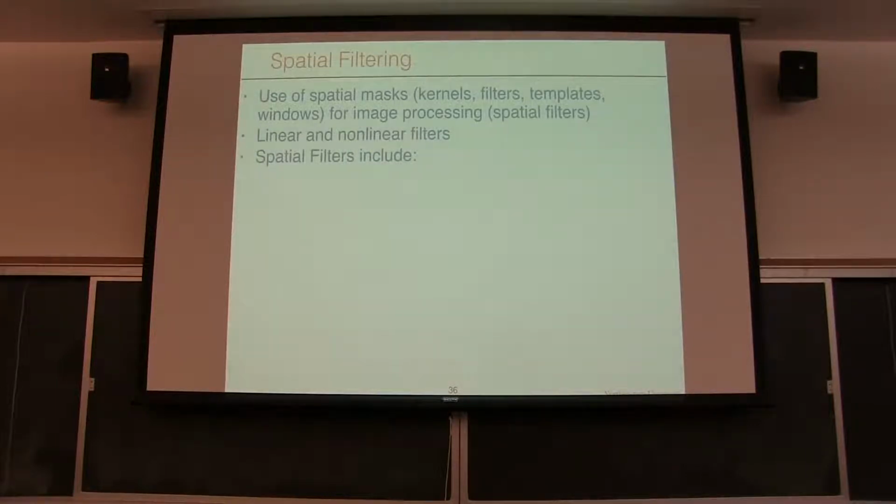Some examples of spatial filtering that we're going to see are sharpening, noise cleaning, which is basically smoothing, and edge detection. All of these can be done using spatial filtering.